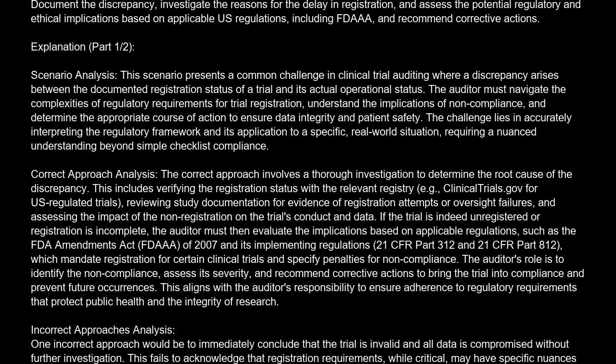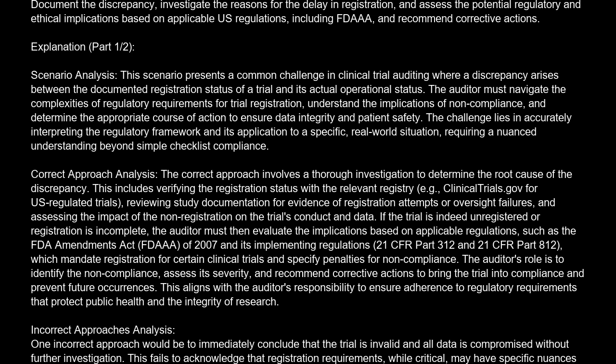The auditor's role is to identify the noncompliance, assess its severity, and recommend corrective actions to bring the trial into compliance and prevent future occurrences. This aligns with the auditor's responsibility to ensure adherence to regulatory requirements that protect public health and the integrity of research.